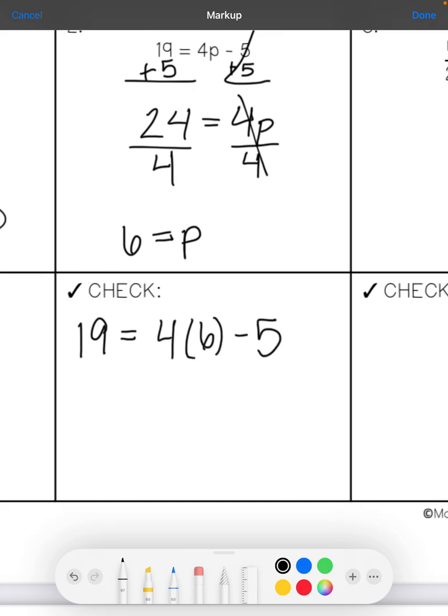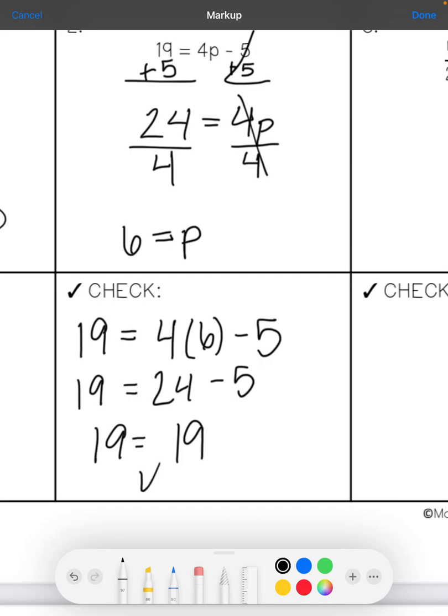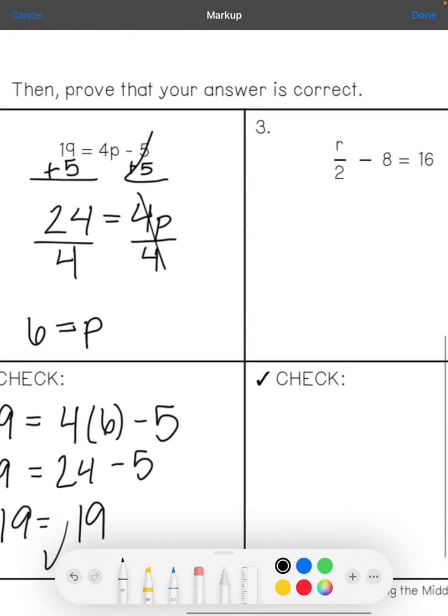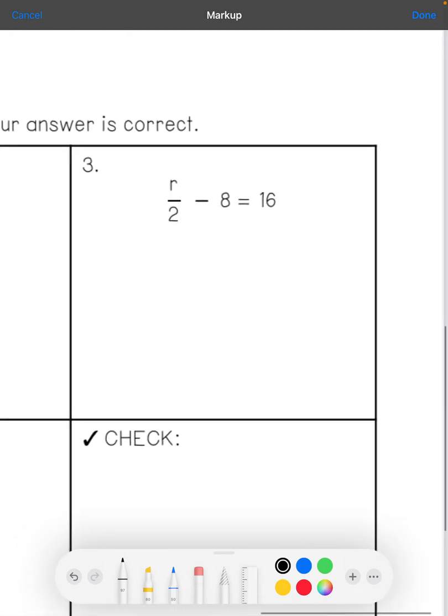6 equals p. So let's check it out. Let's see if we're right. Does 19 equal 4 times 6 minus 5? 19 equals 4 times 6 is 24 minus 5. 19 equals 24 minus 5 is 19. Is 19 equal to 19? Yep, we're good. Ooh, let's try this one.